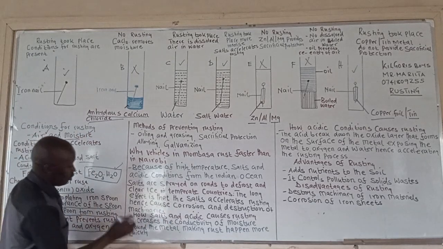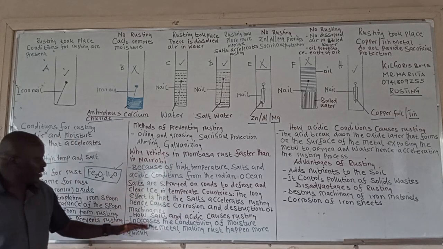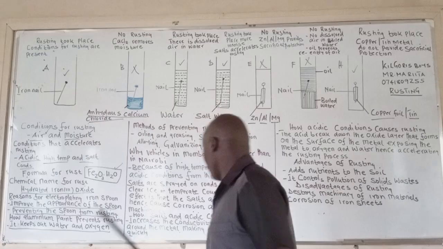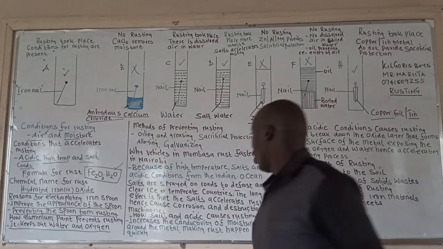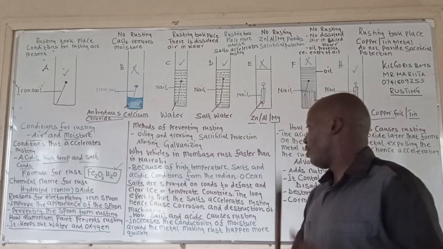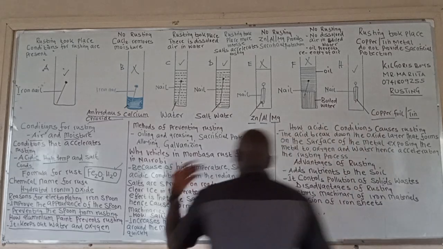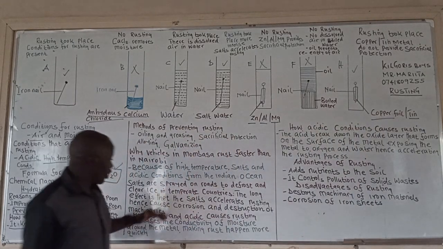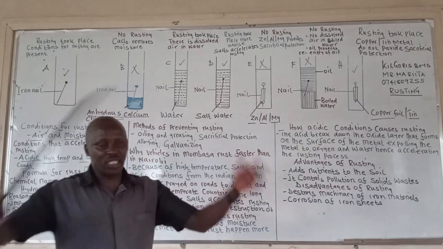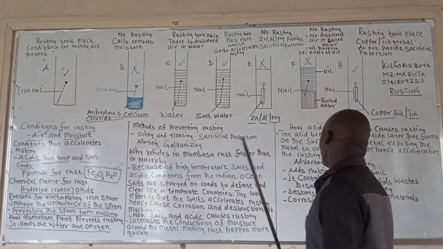Now, how do salt and acid cause rusting? A very important question also. In this case, they increase the conductivity of moisture around the metal, making rusting happen more quickly. So if you are required to explain how salt and acid cause rusting, they increase the conductivity around the metals, which causes rusting to occur very fast.